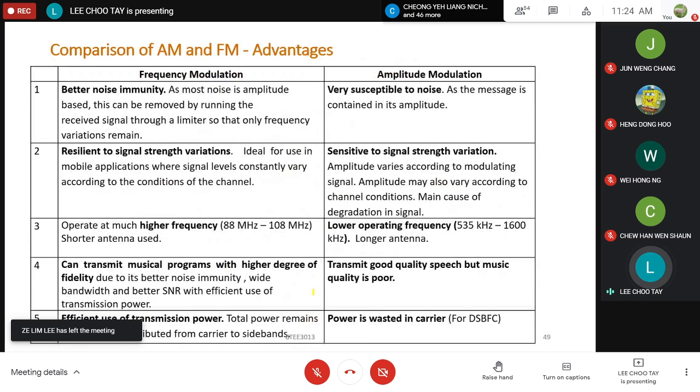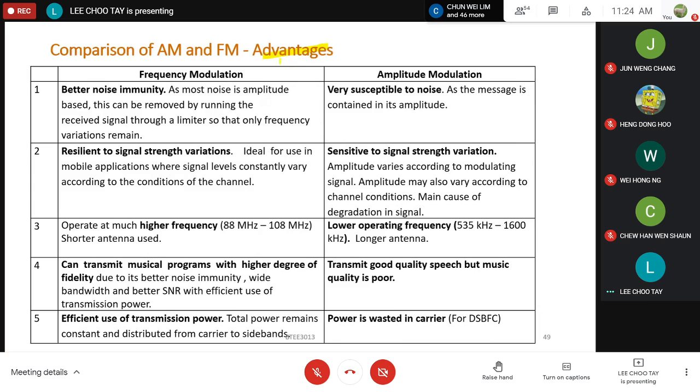Okay, so here we're at the end of the chapter now. So it makes sense to make some comparison between the AM and the FM techniques that we have studied so far. This slide shows you the advantages of FM as compared to AM.